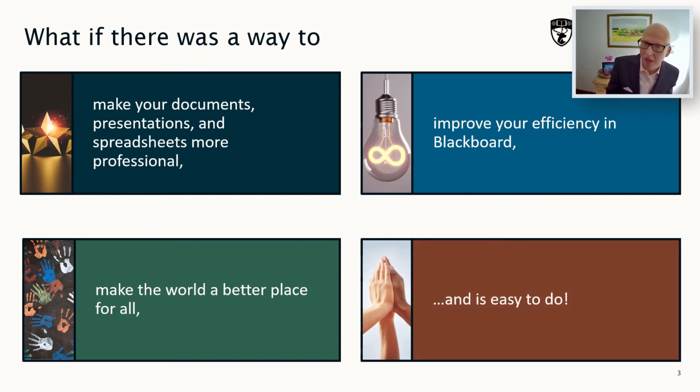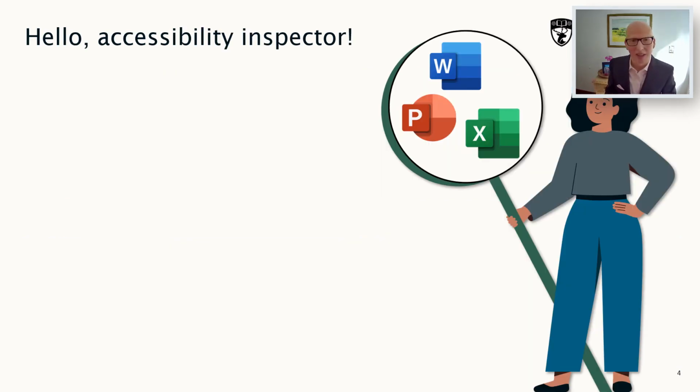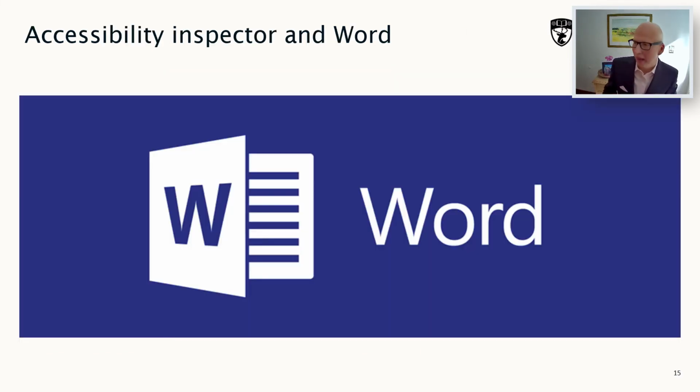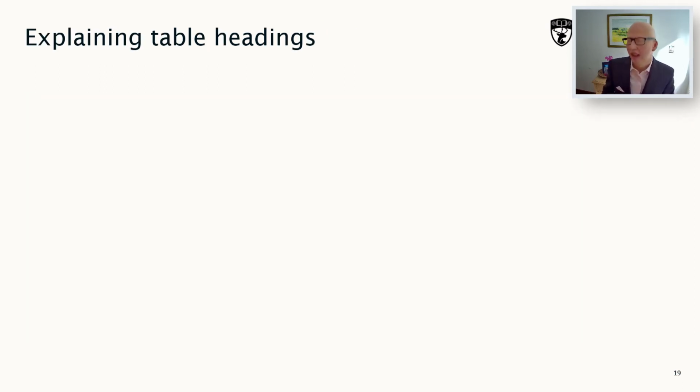No, I haven't used the word accessibility, and I tried not to use it in any of the advertising materials about it to get more people to come to the session. And then I start talking about the Accessibility Inspector, runs while you work, makes things better. And then we gave a set of examples in Word, PowerPoint, and Excel of using the Accessibility Inspector to fix things. And one of those things was about table headings.